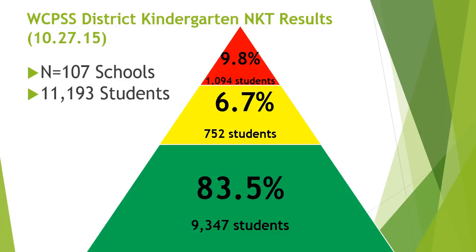When reviewing our data as a district, we did the same thing we just asked you to do, and this is how our data fell out. We had 107 schools, 11,193 students, and we did get that 83.5 proficiency. Remember, our goal is 75 to 80 in core, so that's good.